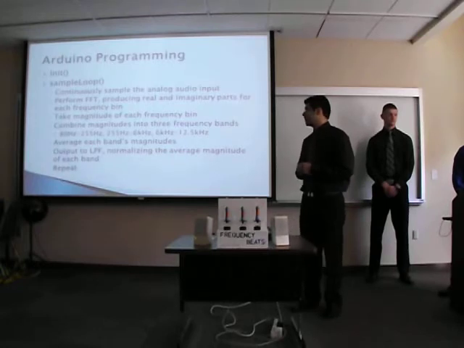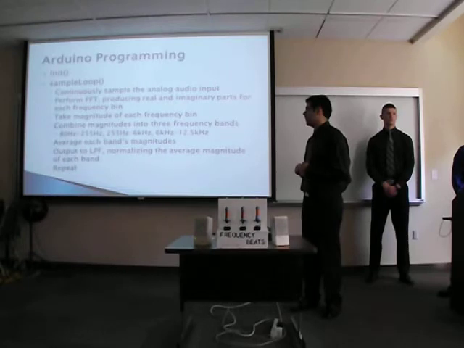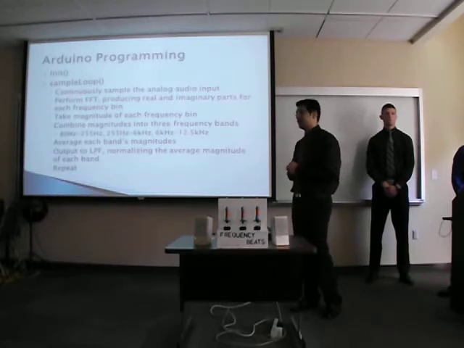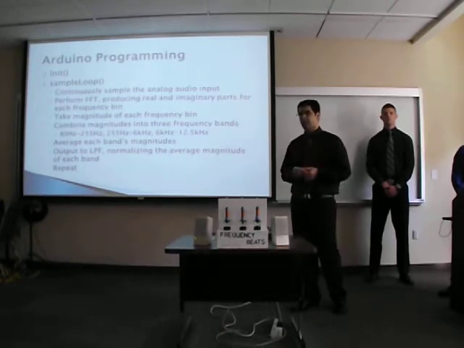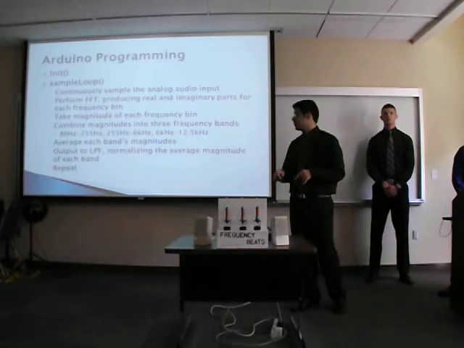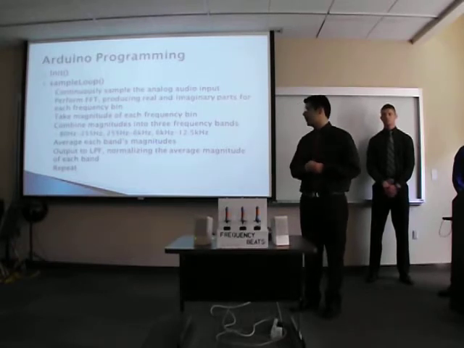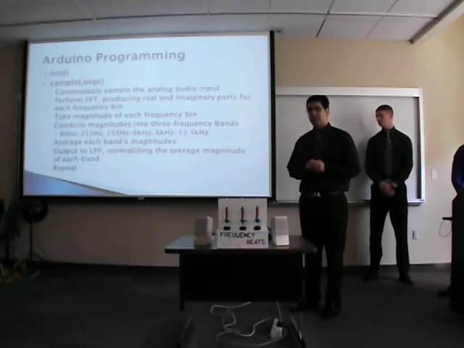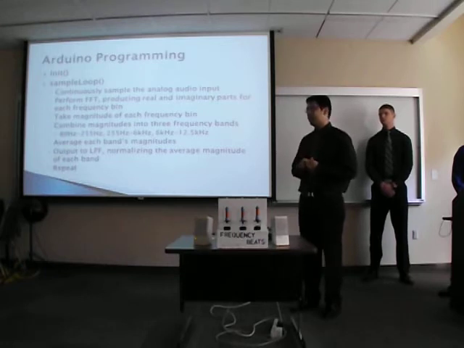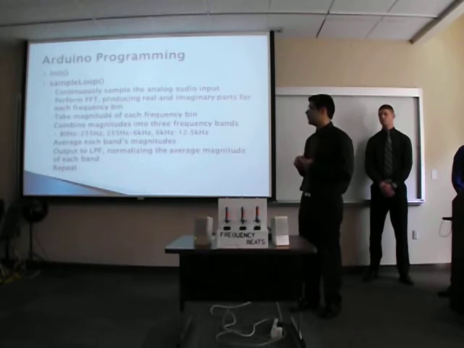The audible range actually goes up to about 20K Hertz, but in music you don't generally get that high anyway. After we get them separated into those bands, we average each one's amplitudes, magnitudes, and we get a single value for each of the 3 ranges. We output to a low-pass filter, which then normalizes the average magnitude value to give a smooth, even pulse width modulation signal, and we repeat that.